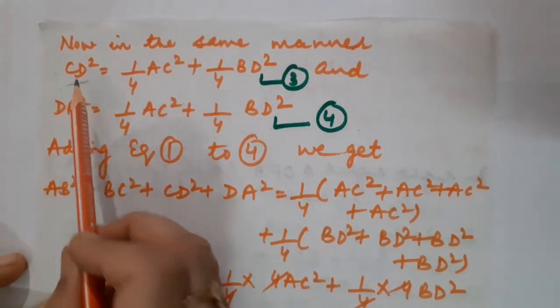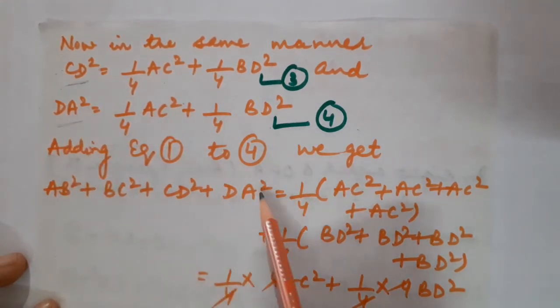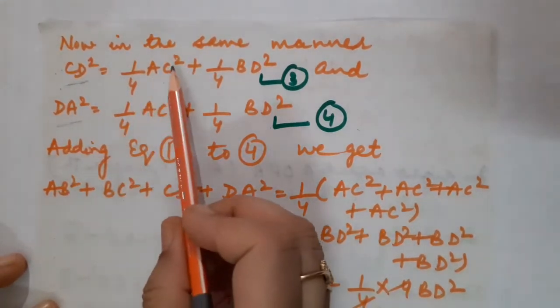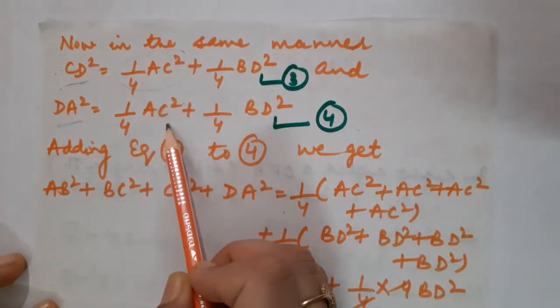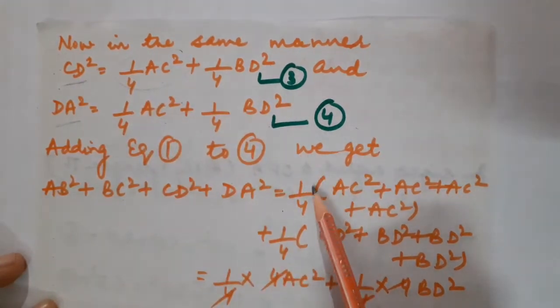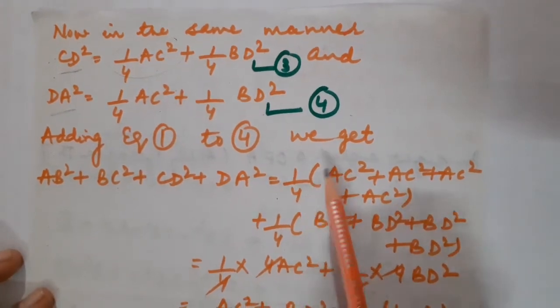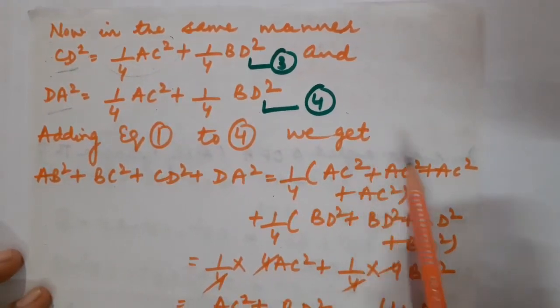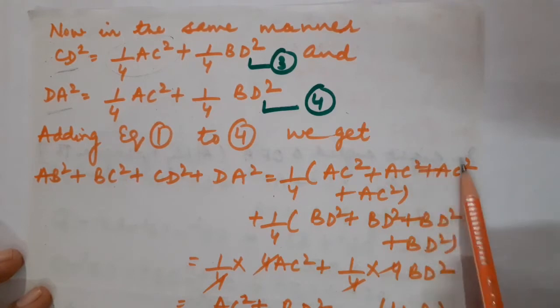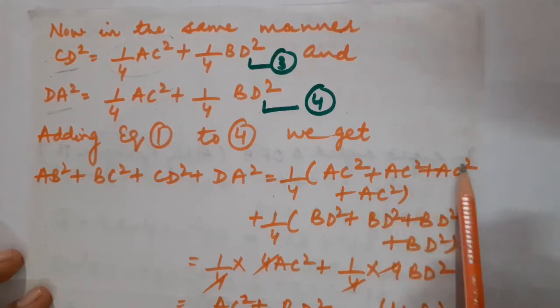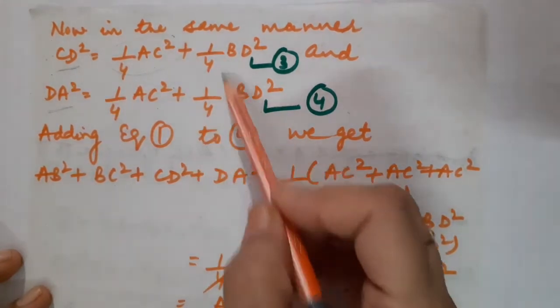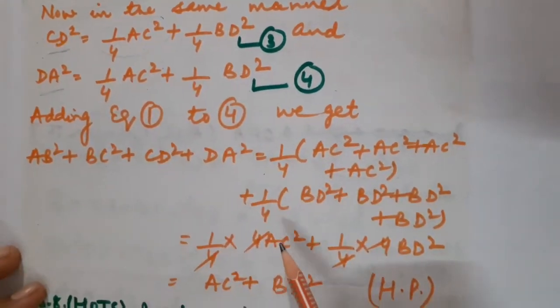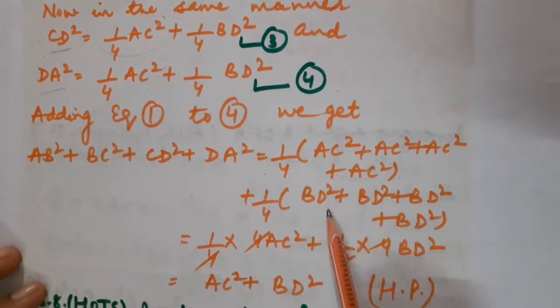square plus CD square plus DA square is equal to 1 by 4 AC square, which is occurring 4 number of times. 4 times it is occurring. So let us take 1 by 4 as common. And inside the bracket write down AC square plus AC square plus AC square plus AC square. Means it must be written 4 times. Plus let us take 1 by 4 as common. And inside the bracket BD square will be written 4 times.